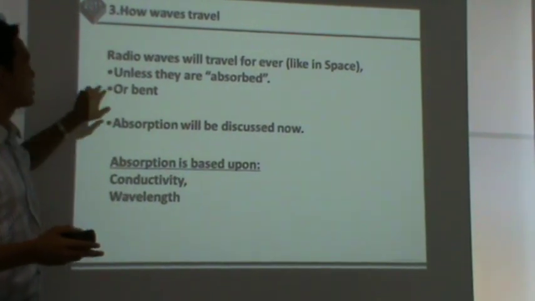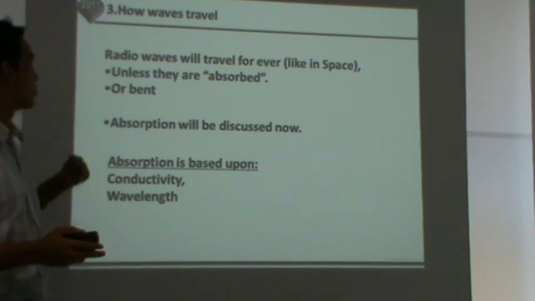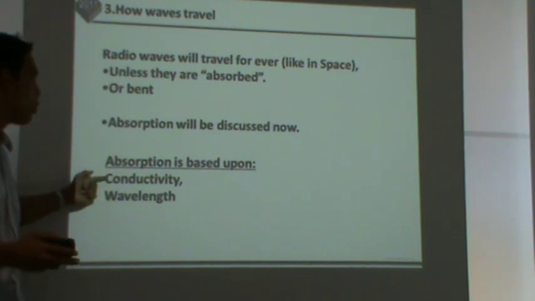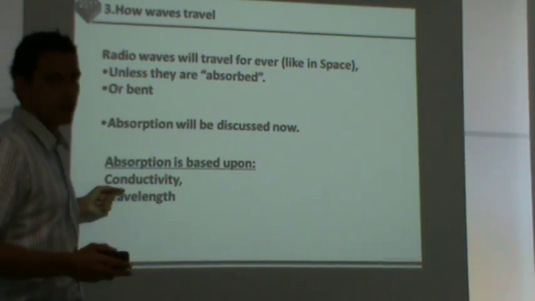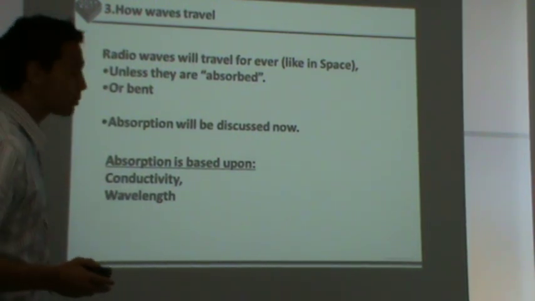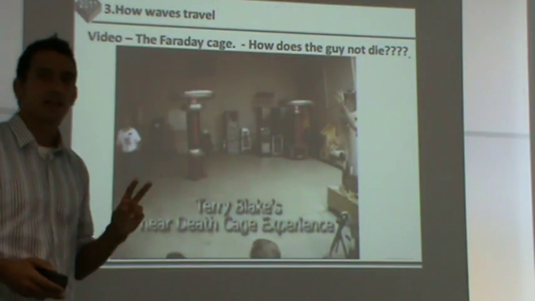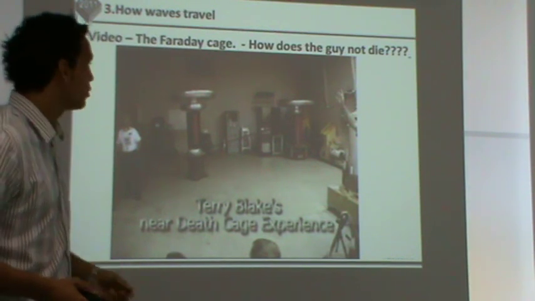Something I'm not going to talk about is how they're bent. I'm going to talk to you about how they're absorbed, which is what we'll discuss now. And this is dependent on conductivity and the wavelength. These two you should remember from your physics classes as well when you were younger. Okay? Now, this is a Faraday cage. In case you're not sure what it is, I'm going to show you a video right now.